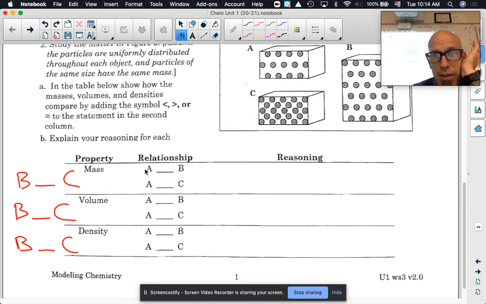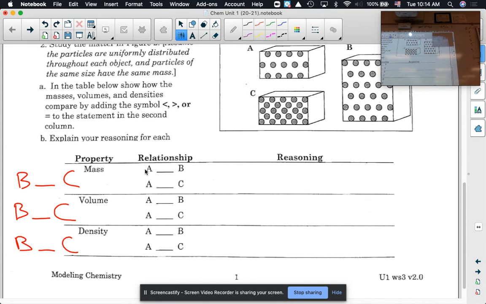Well, I hope it's pretty obvious that B has more mass than A, right? So B has more mass than A. And again, how do you know? B has more particles. How about A and C? Well, I hope you can clearly tell that C has more particles. You can count them, right? C has more particles.